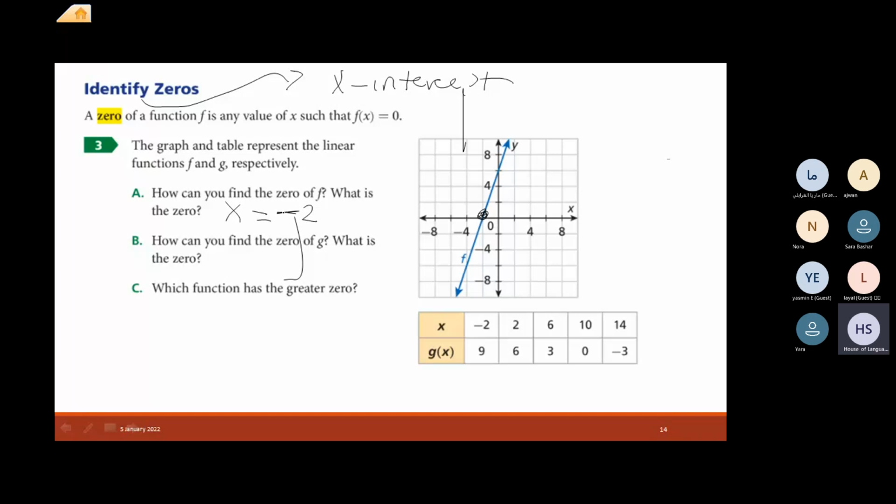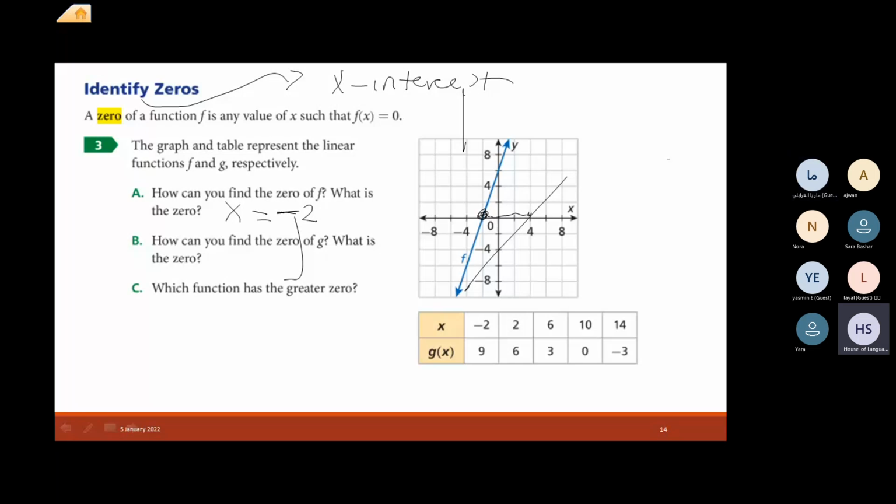Okay, thank you, Tammy. Thank you, Lynn. Let's continue. Now here, the zero of a function means the value of x that makes f of x equal zero. It means the x-intercept. Whatever the point will be, the value of x, f of x will be zero. Exactly. Now the second one.